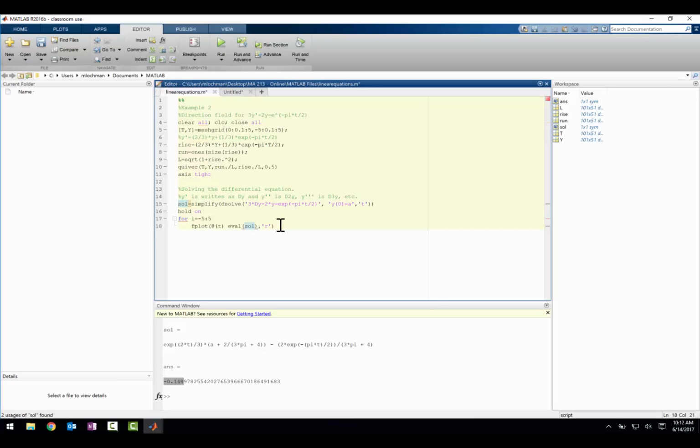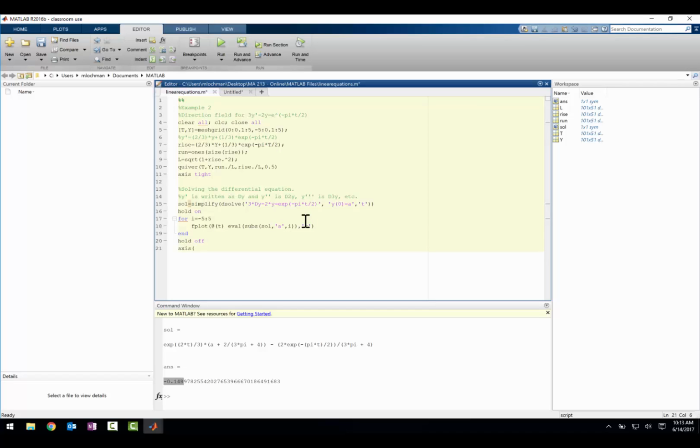Okay. Now, what I need to do is I also need to include something here to tell it to use this value in place of a. Okay, so the command is subs for substitute. I'm going to substitute into solution. I'm going to replace a with I. Okay, and that should do it.